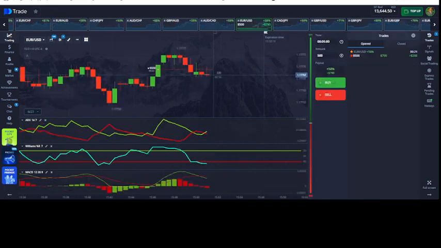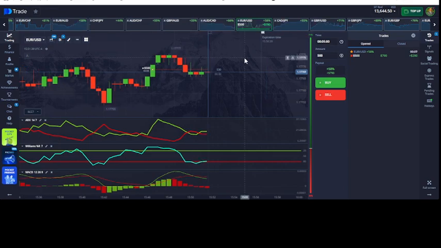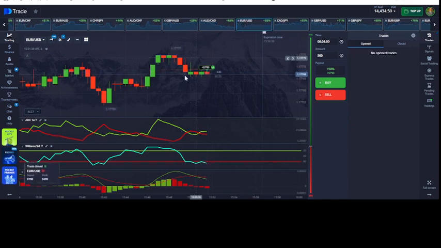Okay, so we have about 30 seconds left in the trade. It's pretty close. So let's monitor this trade and wait for the expiration of the euro US dollar trade. Okay, great. So that trade was in the money.